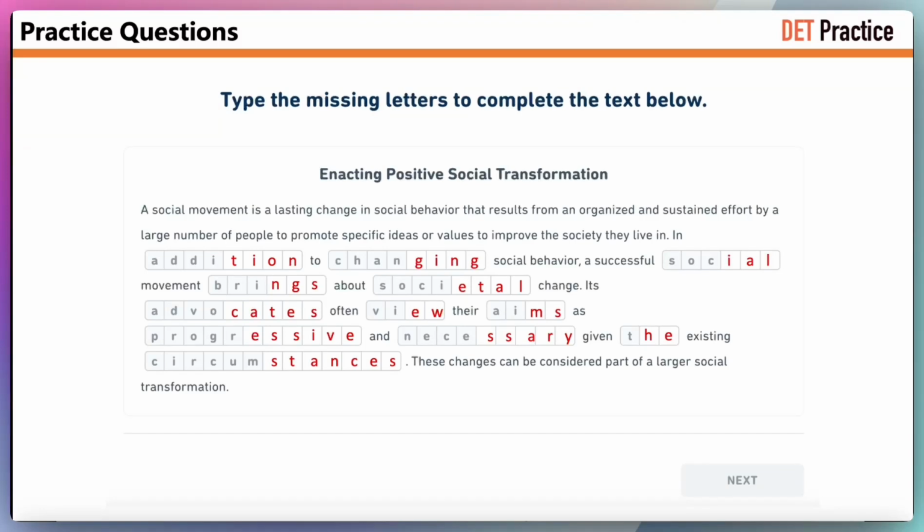Continuing on, after "its" "advo" should be "advocates," meaning proponents or supporters. After "often," we need a verb, so it's "view." Then "ai" should be the noun "aims" in plural form. The two long words that follow should be the adjectives "progressive" and "necessary." Before "existing," we should have "the," indicating specificity. After that is "circumstances," referring to conditions or situations. Great! With that, we've completed the question.